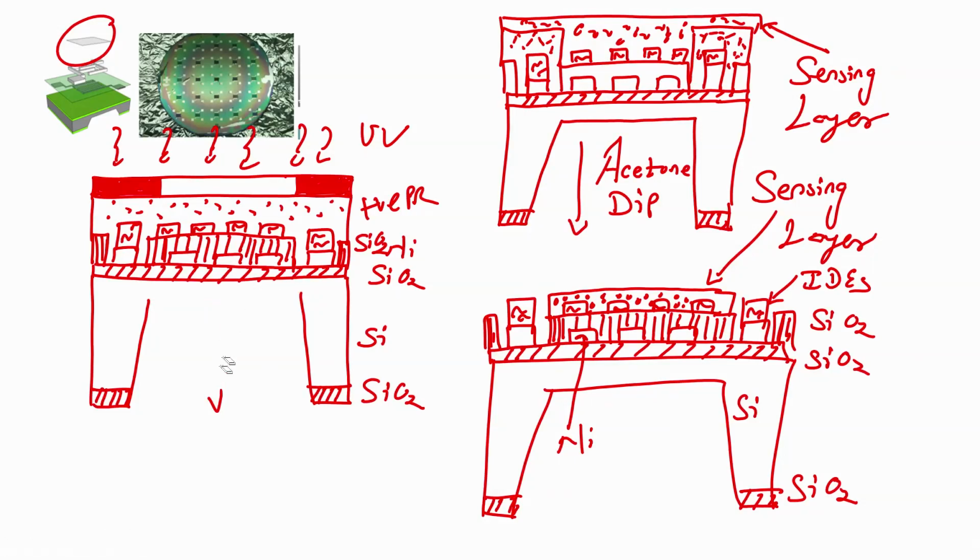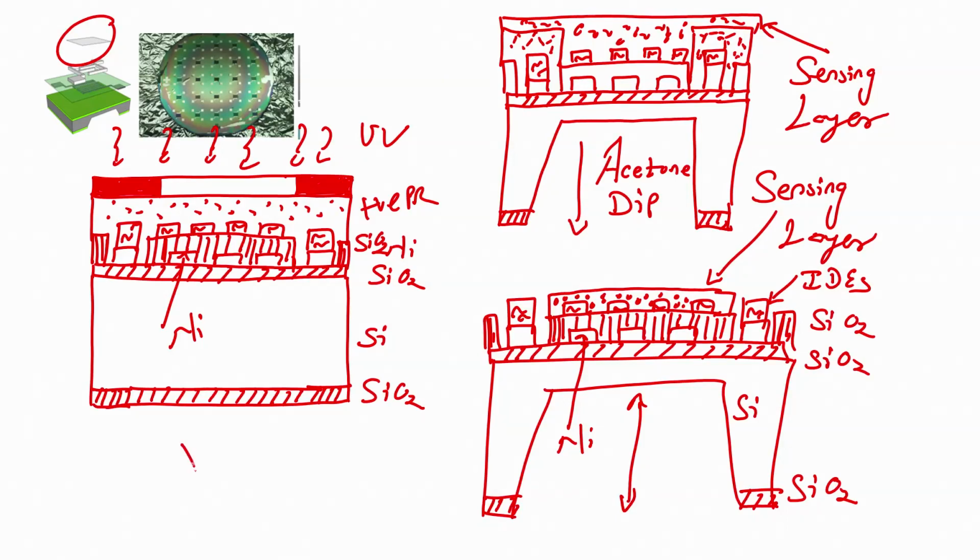Now, the question that arises is why to do bulk micromachining? Why not directly use oxidized silicon like this? You can see that there is a heater here, we are using nickel as a heater, right. Why are we using a heater? Because if you heat the metal oxide materials, then at a higher temperature they will show better sensitivity. At a higher temperature the metal oxide semiconductor shows a higher sensitivity for different volatile organic compounds.